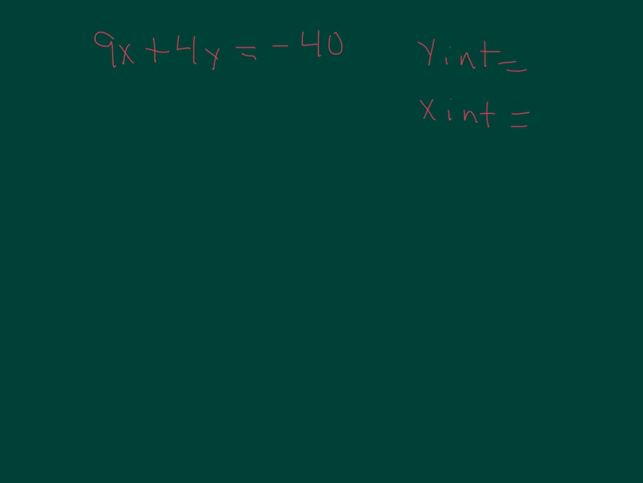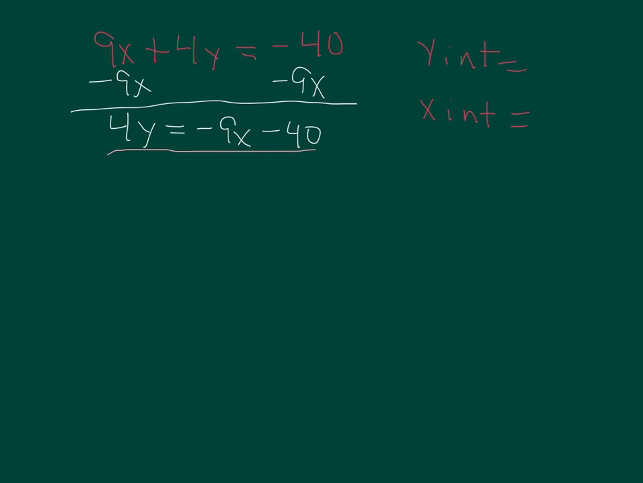So starting out to do that, I'm going to minus a 9x here and minus the 9x over here. Now I have my 4y equals negative 9x minus 40. My last step then is we're going to divide everything by 4, and I end up with y equals negative 9/4 x.